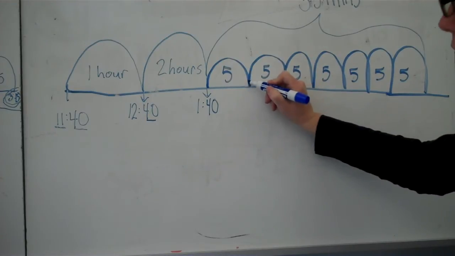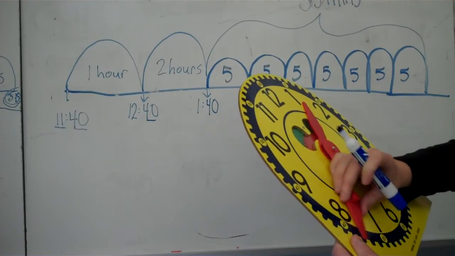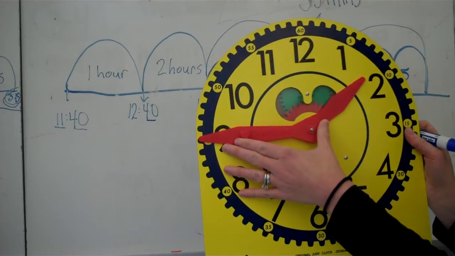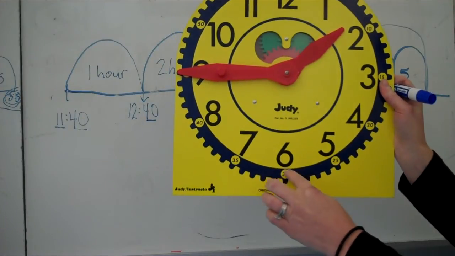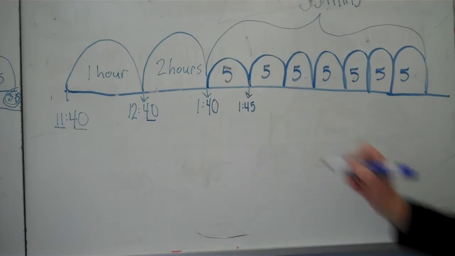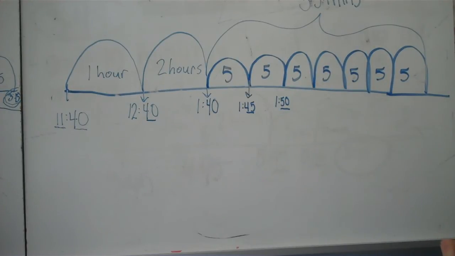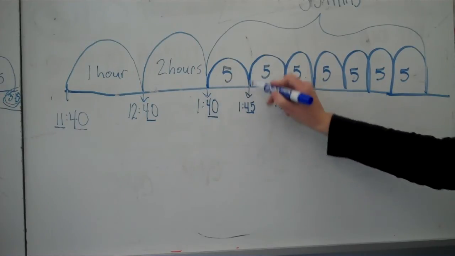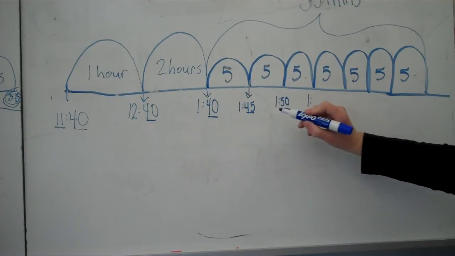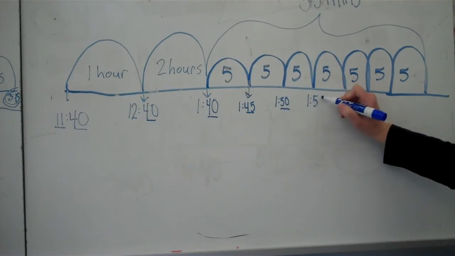Now I need to write in my times. So if I'm at 1:40 on my clock, I know that 5 minutes is going to be 45, 5, 10, 15, 20, 25, 30, 35, 40, 45. 1:45. 5 more minutes is going to be 1:50 because I'm just counting by 5s.